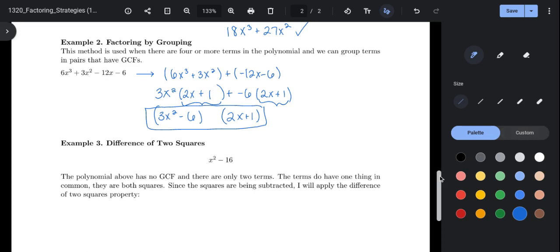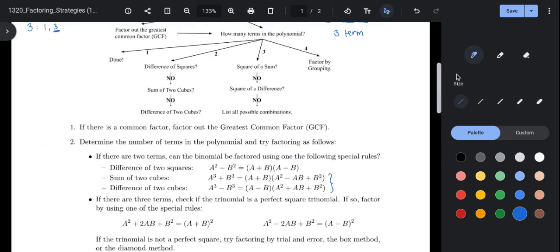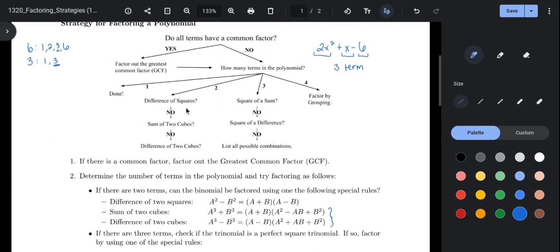And then we have another example, which is a difference of two squares. So our polynomial is x squared minus 16. So notice that the polynomial above has no greatest common factor, and there are only two terms. So if we go back to that flow chart, there are a few things that we can look at. Is it a difference of squares? And it was subtraction, so that's a possibility. It can't be a sum of two cubes because we are subtracting. And the only other possibility is it's a difference of two cubes.